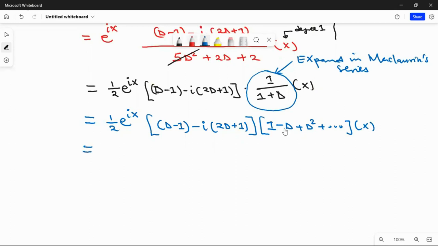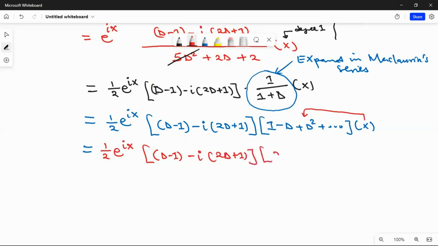So let's take x inside the first bracket. If you take it inside here, what do we get? It will be 1 over 2 exponential ix, then d minus 1 minus i 2d plus 1. Inside here we'll have x minus 1, because the derivative of x is 1, the second derivative of x is 0. The higher order terms will evaluate to 0. So x minus 1, again take it inside the bracket. Let me use another color. x minus 1, you take it inside this bracket so that you'll have 1 over 2 exponential ix.